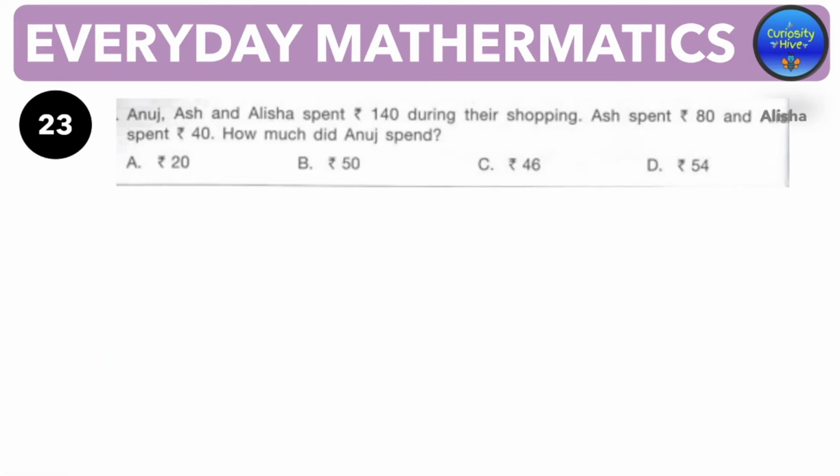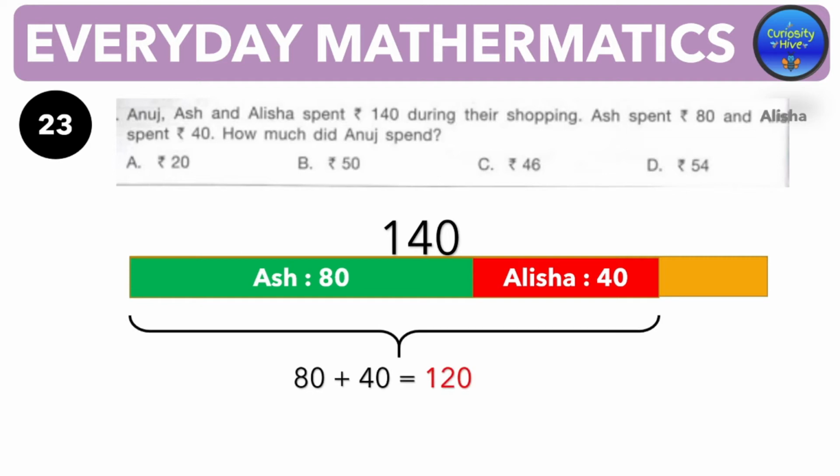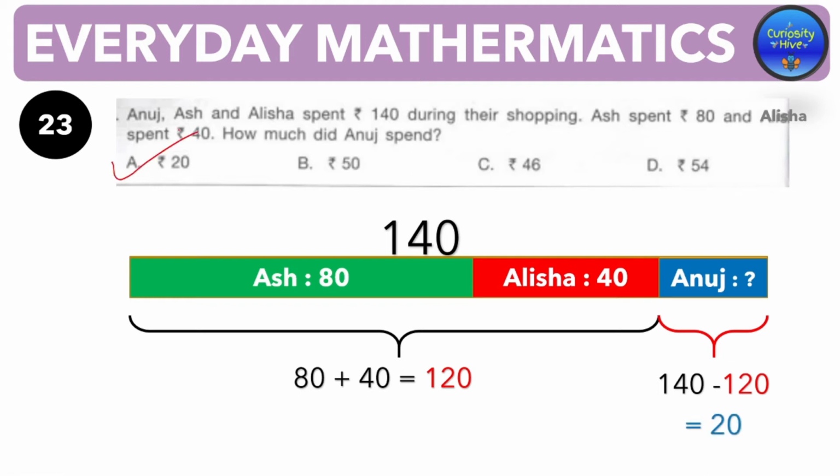Here is my explanation. Now the total spend of shopping is 140, which is this bigger block, out of which Ash spent 80 and Alisha spent 40. So the total spend by these two ladies is 80 plus 40, which is 120. And we need to find how much did Anuj spend, which would be the remaining part of the bar. So Anuj spent 140 minus 120, which is equal to 20. So your right answer is option A, 20.